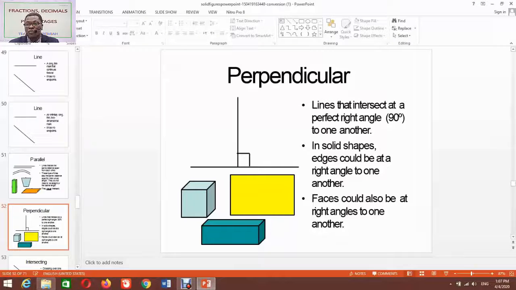Perpendicular. Lines that intersect at a perfect right angle, 90 degrees to one another. It comes in solid shapes. Edges could be at right angles to one another. Faces could also be at right angles to one another.